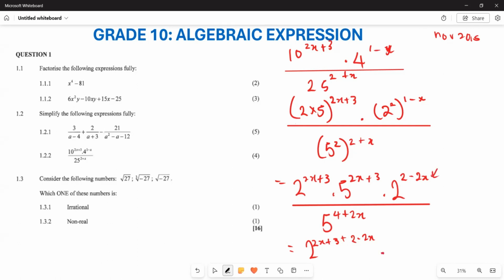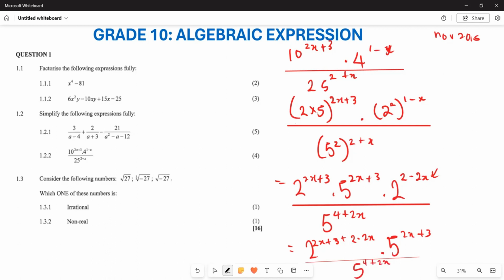Now, this is multiplied by 5 to the power of 2x plus 3. Then, obviously, this is going to be divided by 5 to the power of 4 plus 2x.